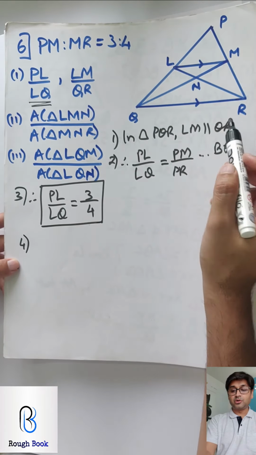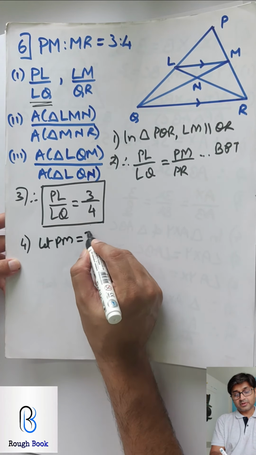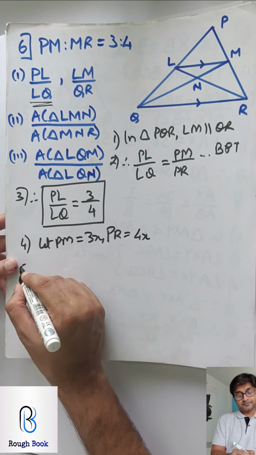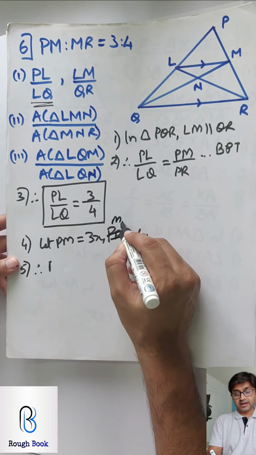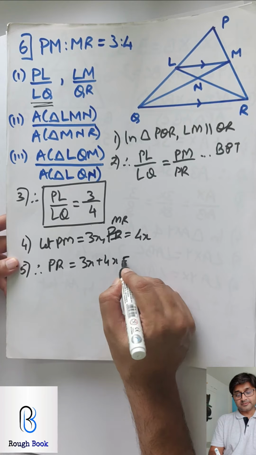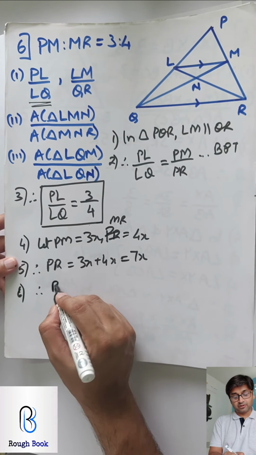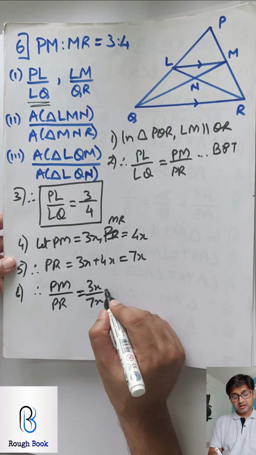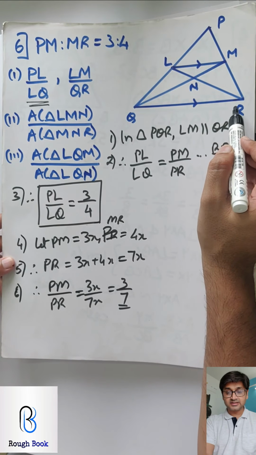Now LM upon QR, for that we are using X method. So let PM be 3x and MR 4x. So therefore PR, no, MR, sorry, this is wrong, MR. And therefore PR will be 3x plus 4x, 7x. Yeah, once you got this 7x, therefore PM upon PR, 3x upon 7x becomes 3 by 7. So you got this 3 and the whole thing as 7.